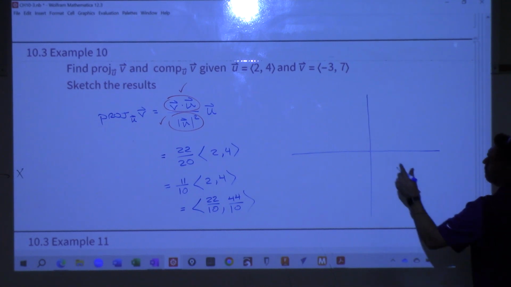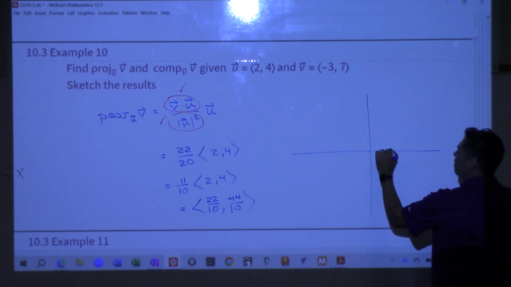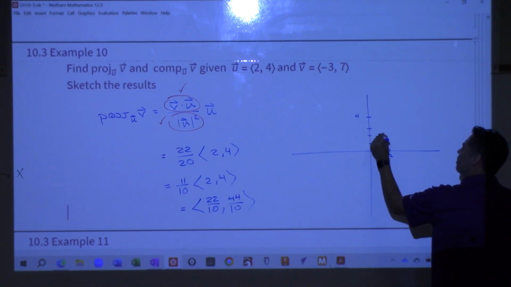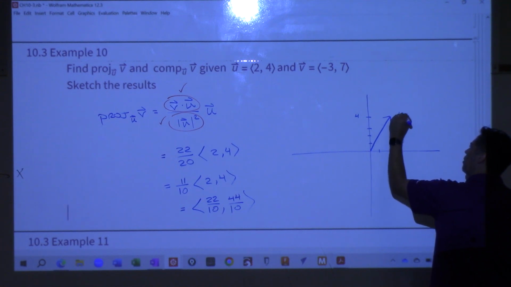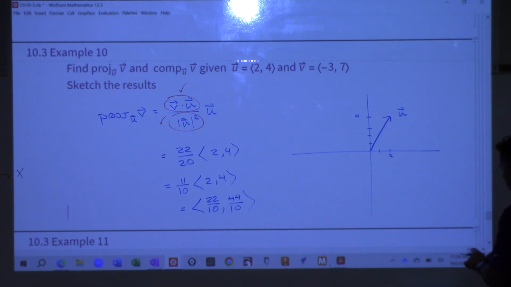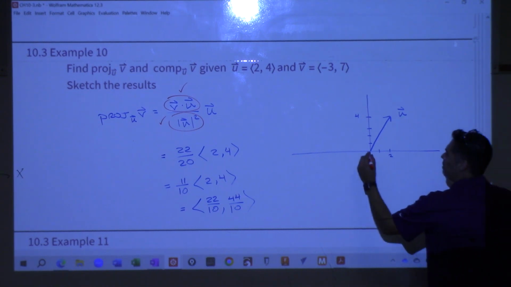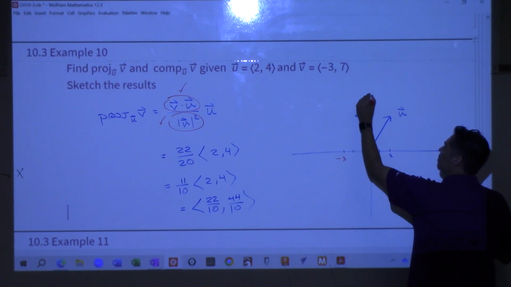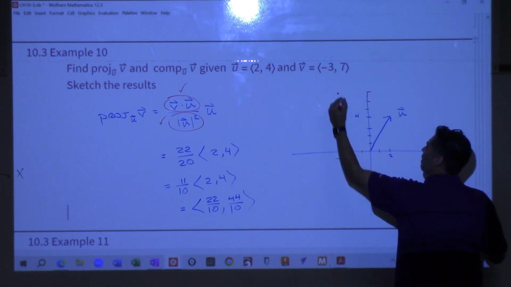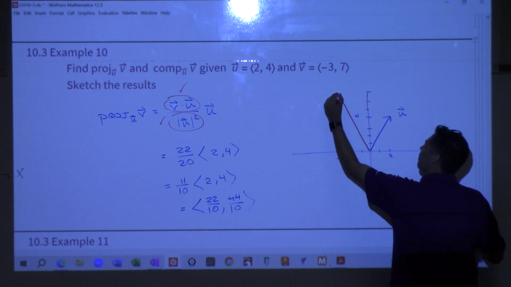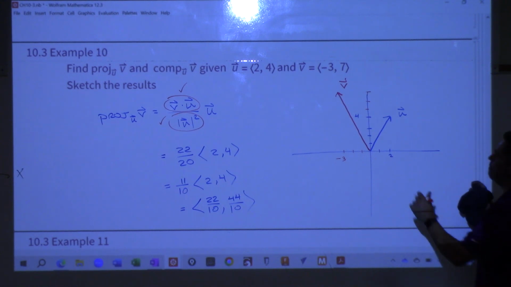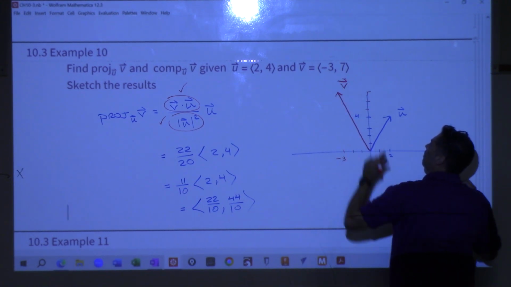So I'm going to draw u first. Go out to the right 2. Go up 4. Draw a vector going from here to here. That's my vector u. And then the vector v I'll do in red. That's the vector -3, 7. 4, 5, 6, 7, something like that. Right there. That's v. Sorry about my sloppy little half arrows up there.